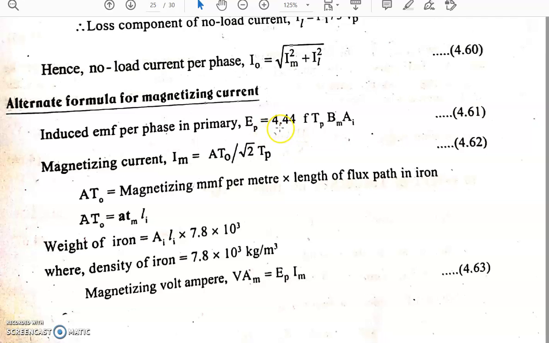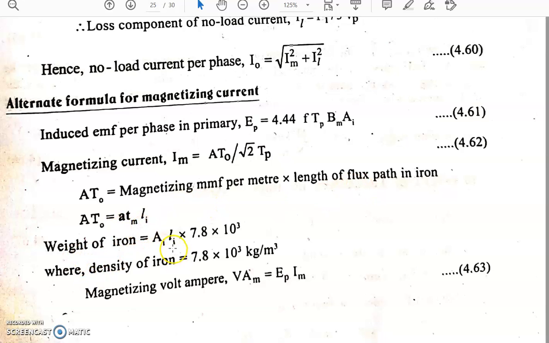So the equation for induced EMF in a transformer is 4.44 f Φm T. Φm is nothing but flux, which is expressed in terms of flux density and area of the iron. And the magnetizing current formula is AT0 by root 2 Tp, and AT0 is the magnetizing MMF, which is the MMF per meter, ATm, times the length of the flux path in the iron, li, the length of the main flux path in the iron.